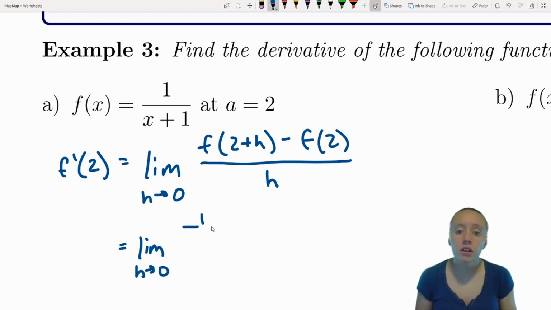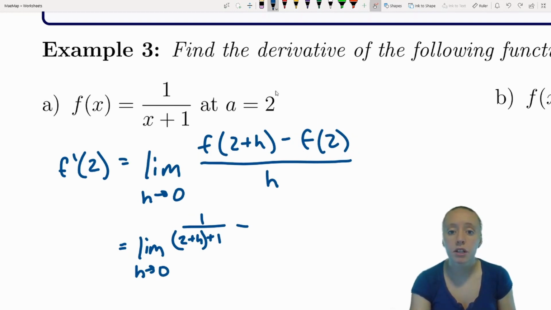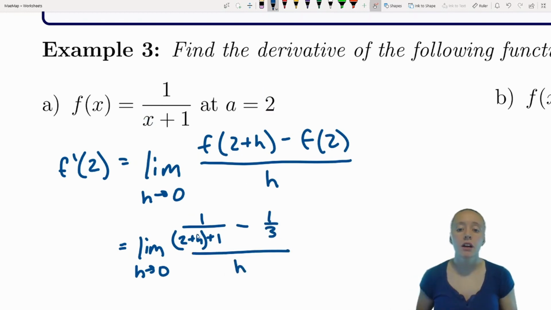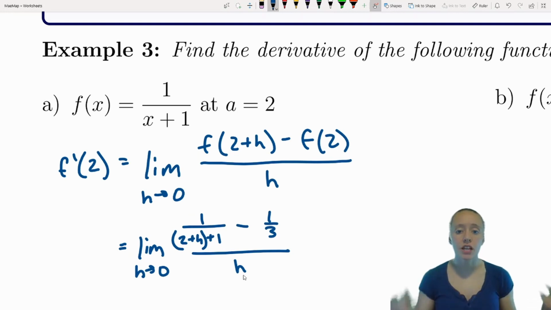So this is going to be 1 over 2 plus h plus 1. You can see that 2 plus h got plugged right on in for x. So f of 2 plus h is 1 over 2 plus h plus 1. And I'm subtracting my function value at 2, which if I plugged 2 in for x, that would be 1/3. And this is all over h. Obviously, I can't plug 0 into my denominator because that's going to be undefined. So we're going to manipulate this in order to get that h to cancel out.